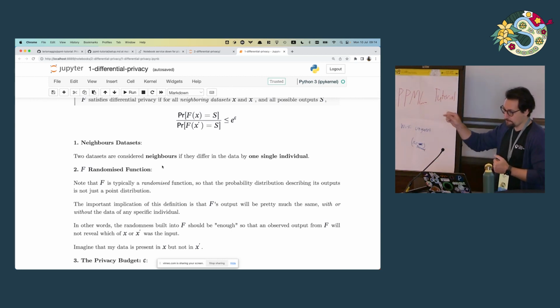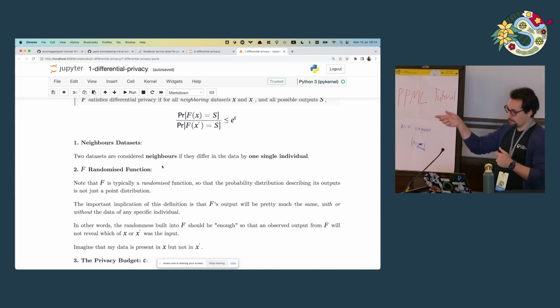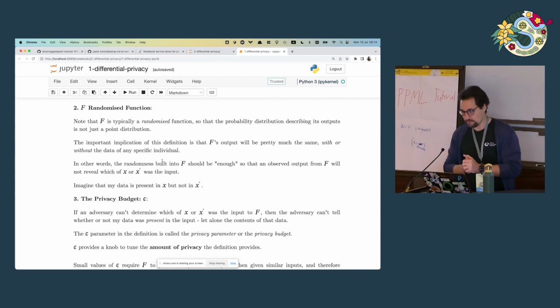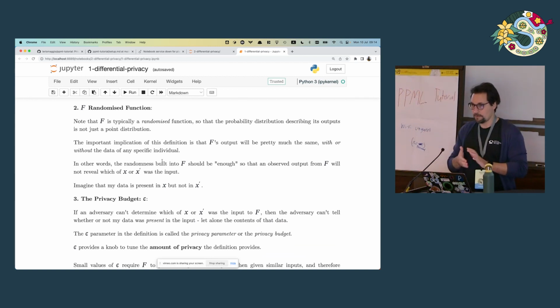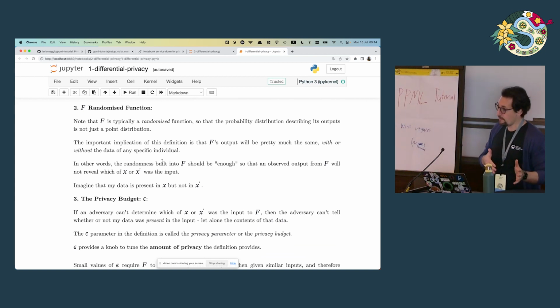So the epsilon parameter in the definition is called the privacy parameter or privacy budget. And epsilon lets you tune how much privacy you want in the definition. The general takeaway here is that small values of epsilon give you a high privacy guarantee, and large values of epsilon give less privacy guarantees.